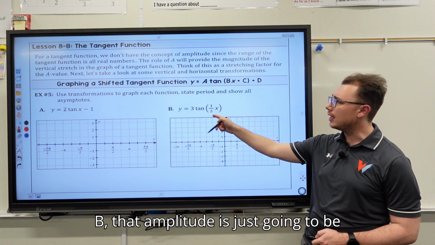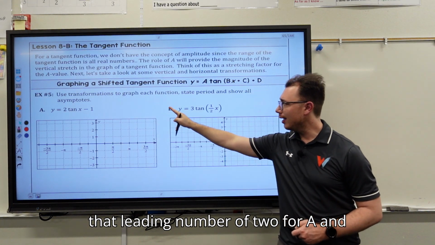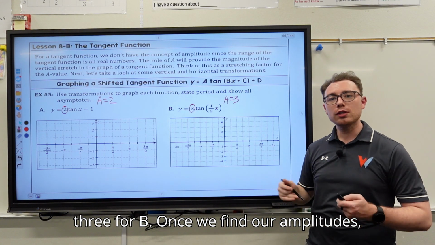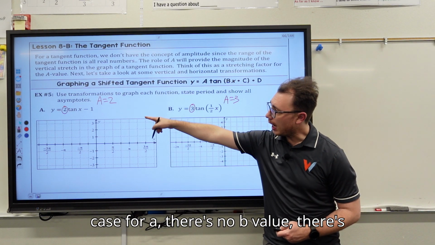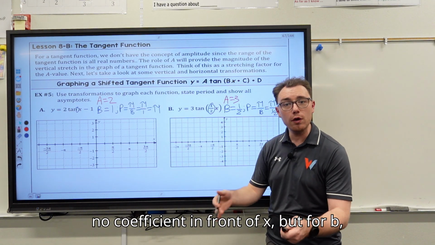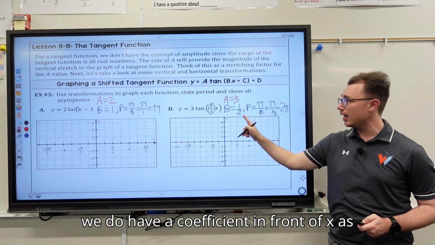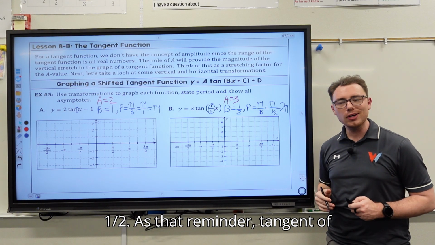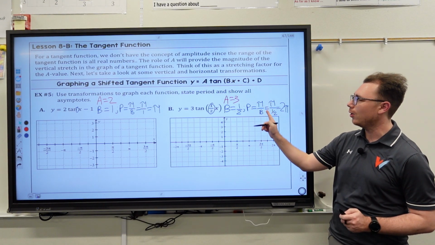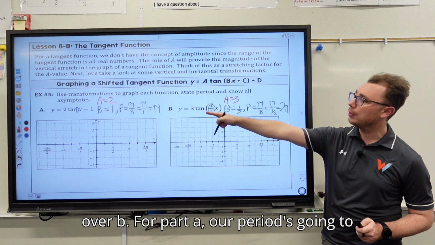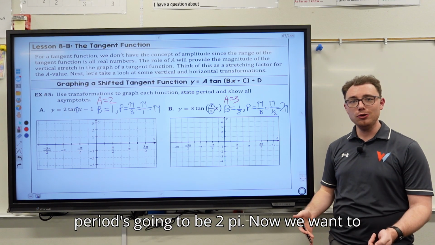For part A and B, that amplitude is just going to be that leading number of 2 for A and 3 for B. Once we find our amplitudes, our next step is to find that b value. In the case for A, there's no b value, there's no coefficient in front of x. But for B, we do have a coefficient in front of x as 1/2. As that reminder, tangent of x uses that new period equation of pi over b. For part A, our period is going to be 1 pi. And for part B, our period is going to be 2 pi.